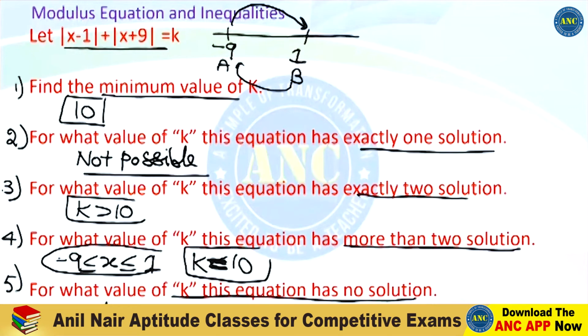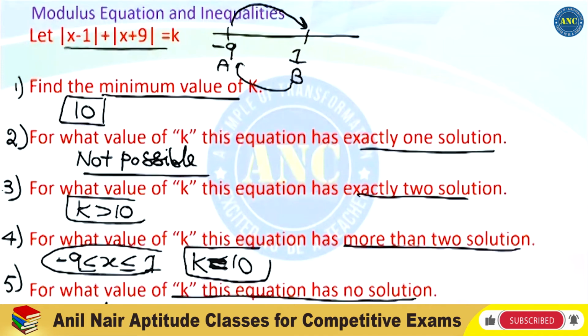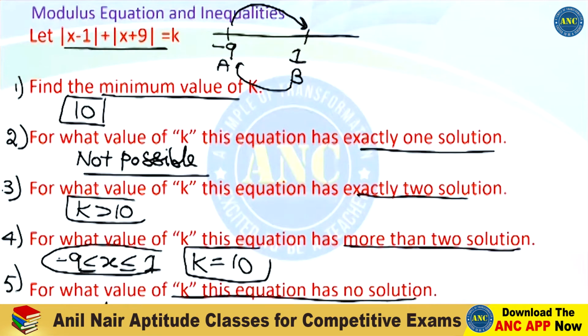Again, I am explaining: the critical points are minus 9 and 1. The gap is nothing but 10. At 10, x can be at either end or in between. So at k equivalent to 10, I will get more than two solutions. Idea clear? If k is greater than 10, A goes to B and B and A go in the same direction; B comes to A and B goes in the same direction to the left hand side. So two solutions for k greater than 10. What is the minimum value? The minimum distance is nothing but 10. For k less than 10, no solution. One more example we will do.